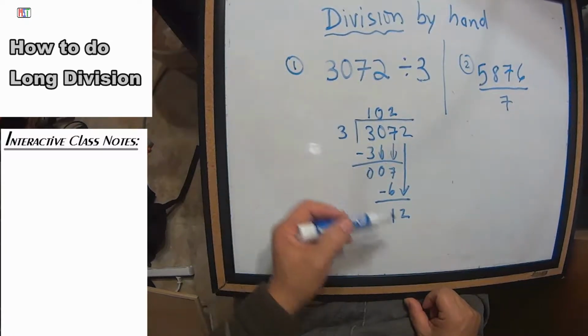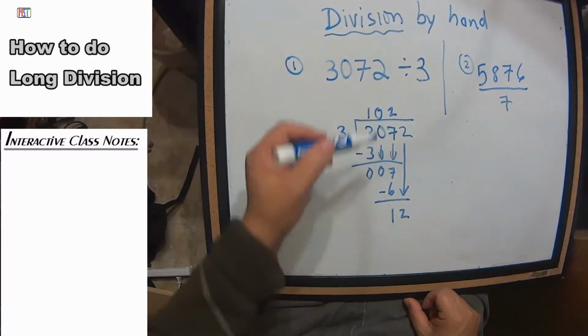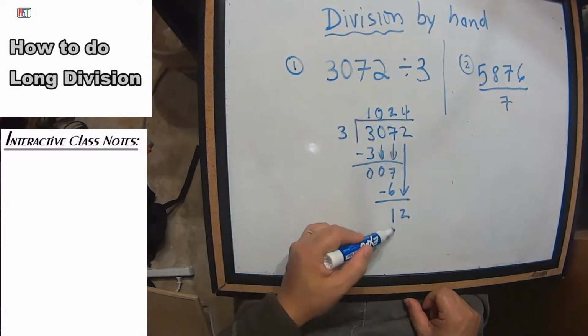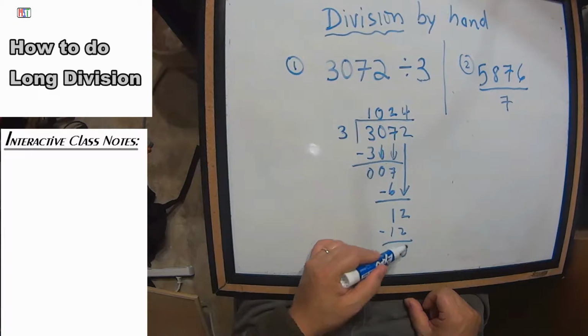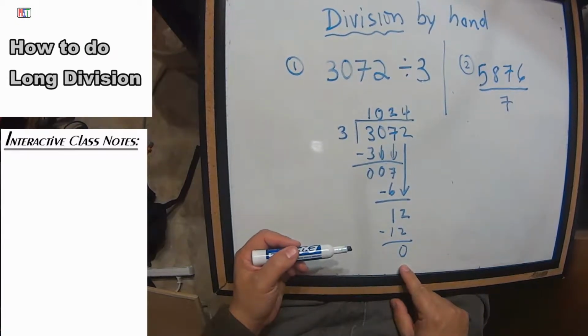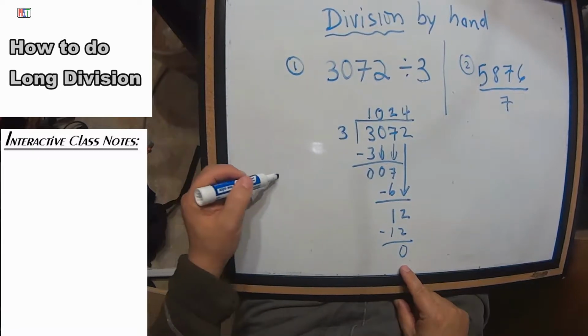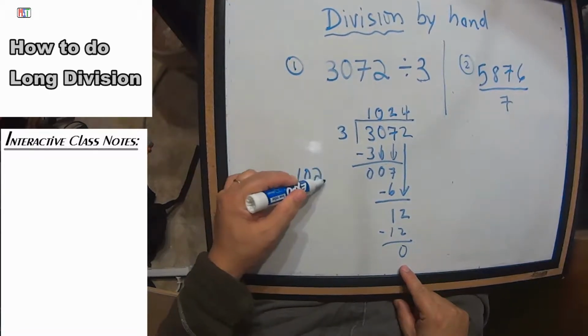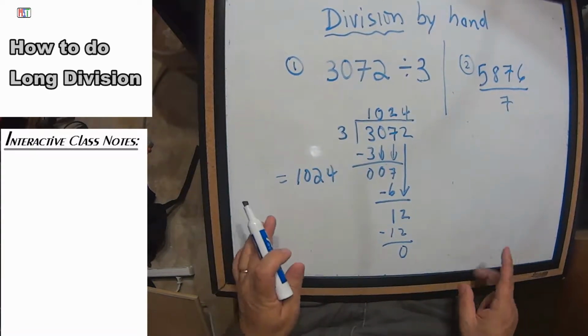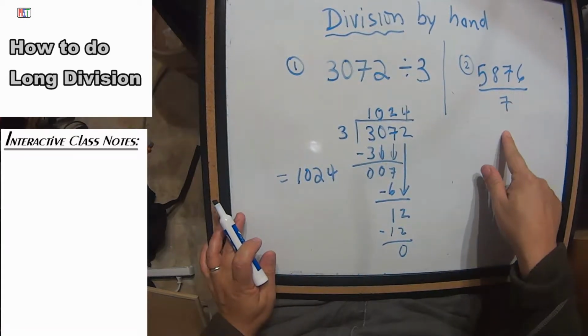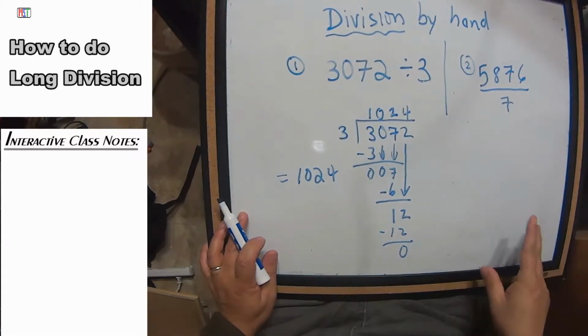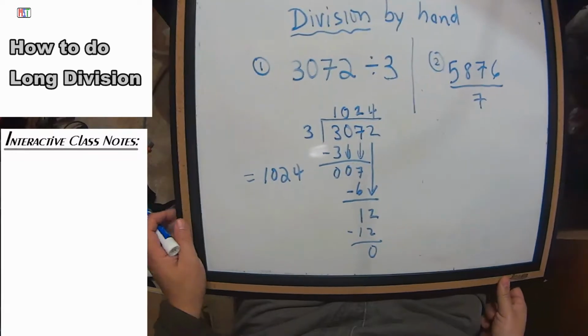Can 3 go into 12? Yes, it can. How many times? 4 times. So 4 times 3 is 12. 12 minus 12 is 0. So we don't have any remainder. So 3 can go into 3072 nicely. The answer is 1024. That's a nice number, but what if you have a number that I suspect will not come out even? We're going to have a remainder.